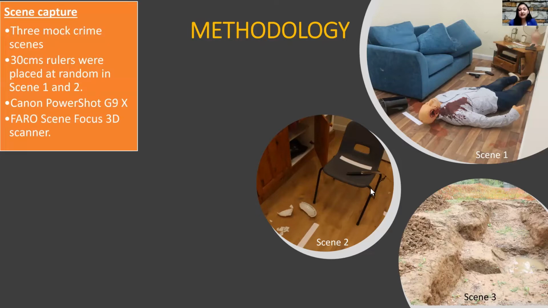So this was my scene. As we can see on the screen, I have set up 3 scenes, scene 1, 2, and 3. These are 3 mock scenes, 2 being indoor in a 10 by 10 setup. And the third one is a mass grave because we wanted different kinds of evidences. So the first one is a living room setup where we have a dummy body with a gunshot wound in the skull, a bullet, blood spatter, and a pistol in a living room setup.